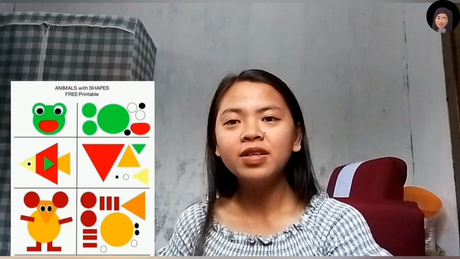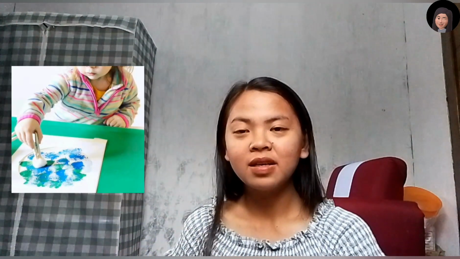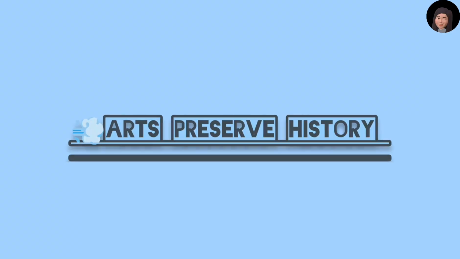Another benefit is development in language. Just by making art and talking about it, students get the chance to learn words for basic shapes, colors, and actions. It also provides decision-making skills that strengthen their critical thinking and problem-solving skills. And arts encourage them to take risks, experiment, and express themselves as individuals.